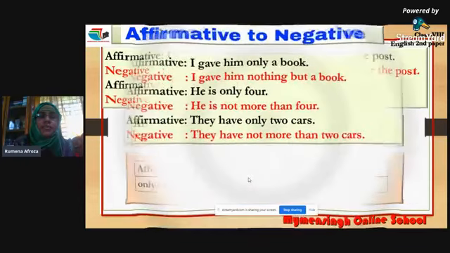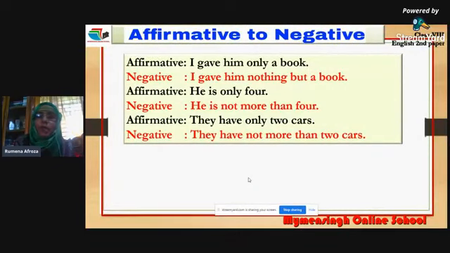Next sentence is, "I gave him only a book." "I gave him nothing but a book." Look at the sentences. "He is only four." "He is not more than four." "They have only 2 cars." "They have not more than 2 cars." Look at this. Instead of only here, use nothing but. Instead of only here, use not more than, or we can use not less than.